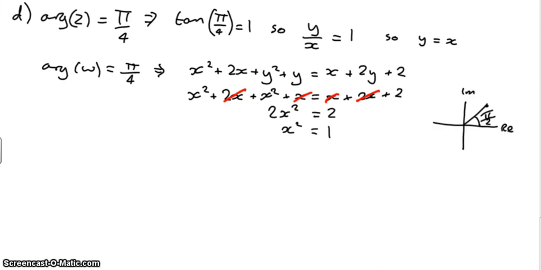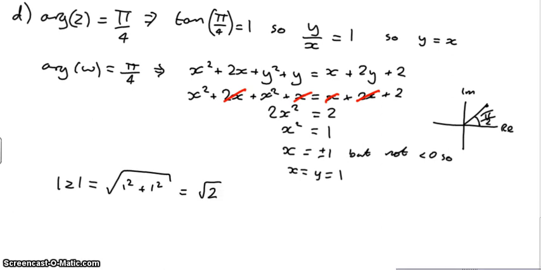Looking at our Argand diagram here, if we have our real and imaginary parts, we can see that clearly both x and y must be positive. So x equals plus or minus 1, but can't be less than 0, so x equals 1, which means y also equals 1. So finally, the modulus of z equals the square root of 1 squared plus 1 squared, which equals the square root of 2.